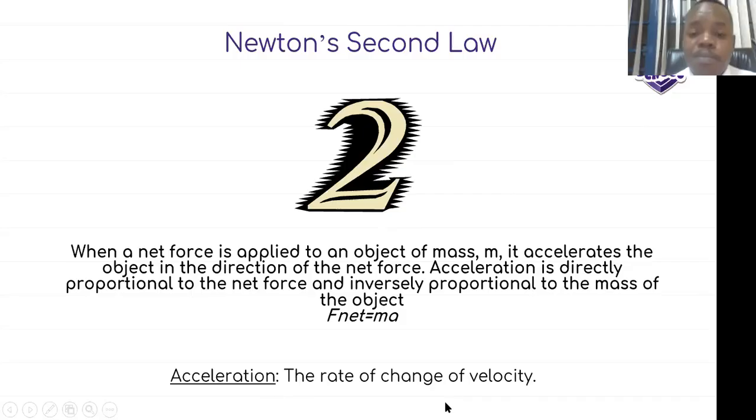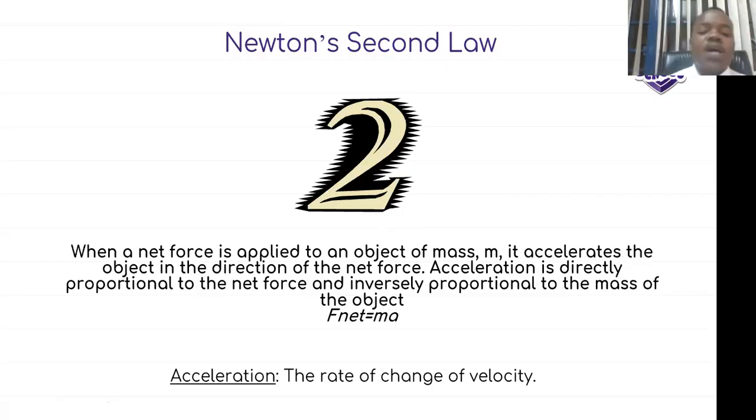Now, Newton's second law of motion states that when a net force is applied to an object of mass m, it accelerates the object in the direction of the net force. Acceleration is directly proportional to the net force and inversely proportional to the mass of the object. Now, this law is as it is from your examination guideline.